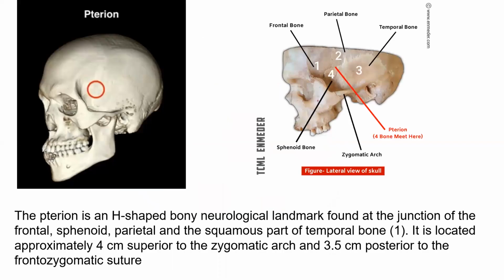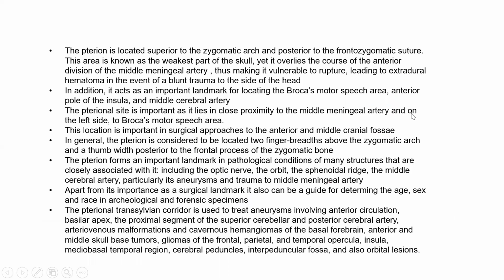So this is the pterion, which I have shown you before and told you about. It's an H-shaped bony neurological landmark that is found at the junction of the frontal, sphenoidal, parietal, and squamosal part of the temporal bone. It is located approximately 4 centimeters superior to the zygomatic arch and about 3.5 centimeters posterior to the frontozygomatic suture. So the pterion is located superior to the zygomatic arch and posterior to the frontozygomatic suture.